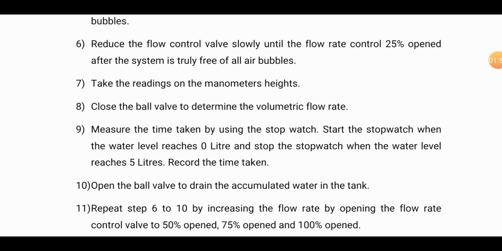Start the stopwatch when the water level reaches 0 and stop the stopwatch when the water level reaches 5, and then record the time taken. Step 10, open the ball valve to drain the water in the tank.